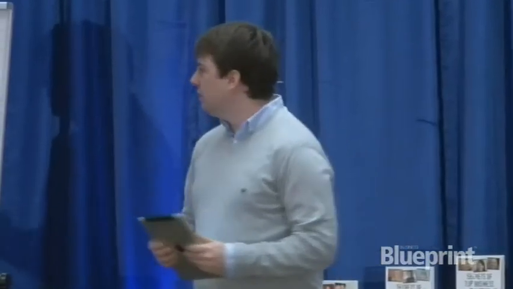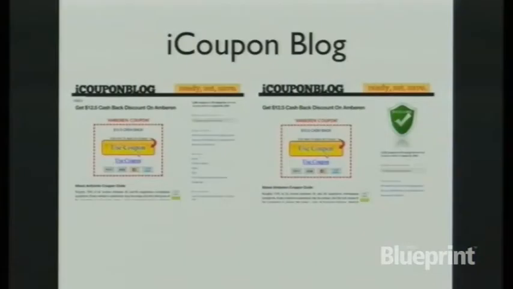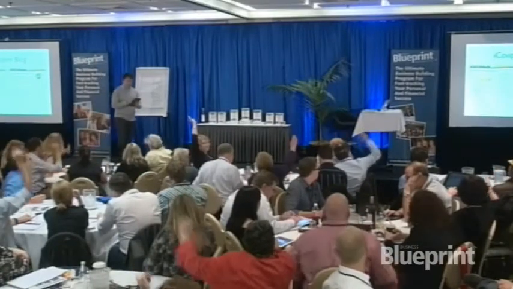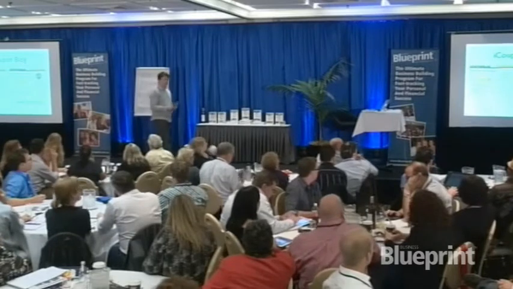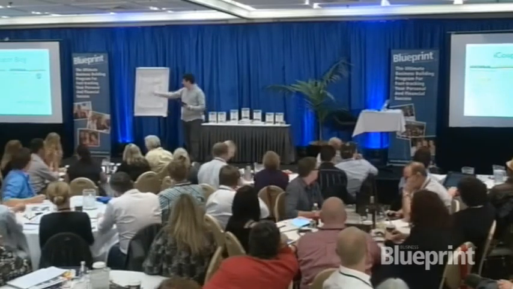Here we go, we've got iCouponblog.com. On the left-hand side, they don't have this secure icon. On the right-hand side, they do have a secure icon. Who thinks the version on the left won? Who thinks the version on the right won? 400% decrease. This is why you split test.